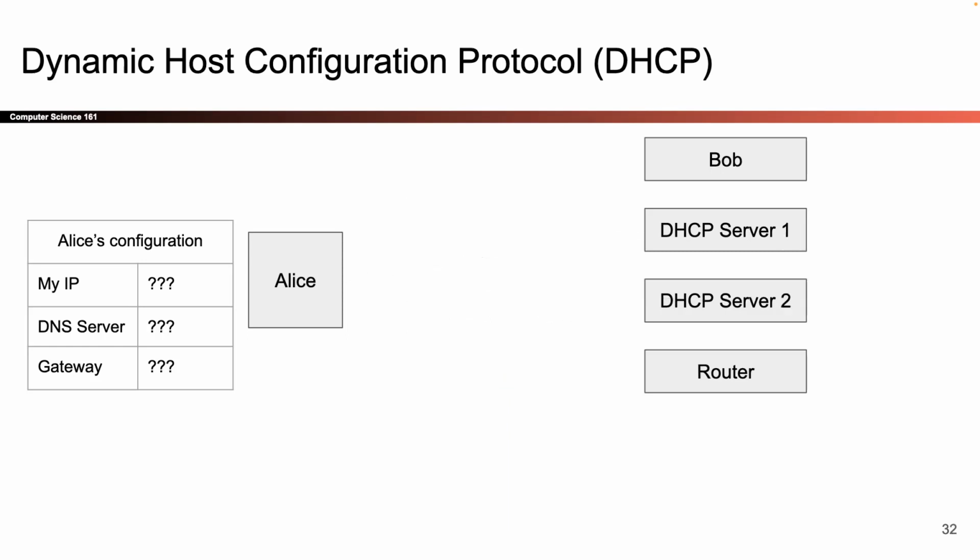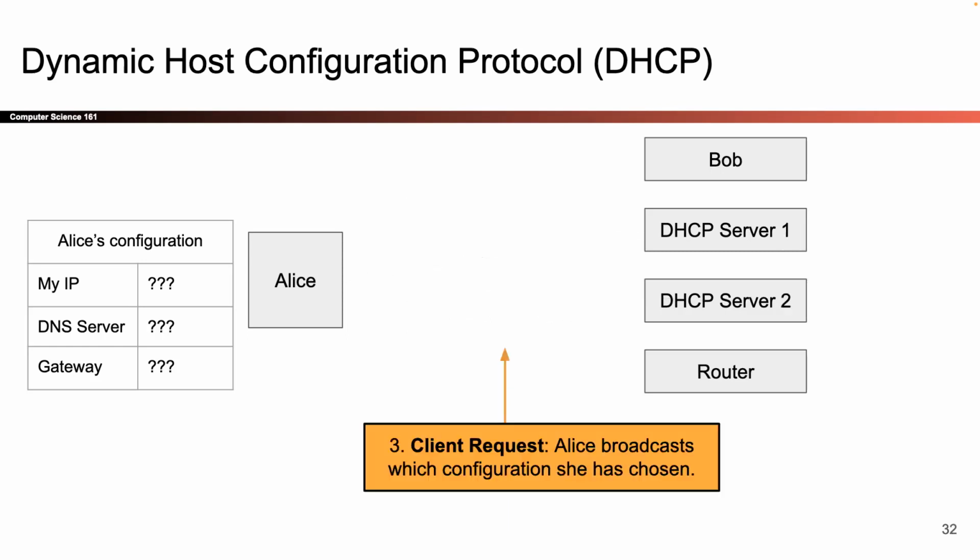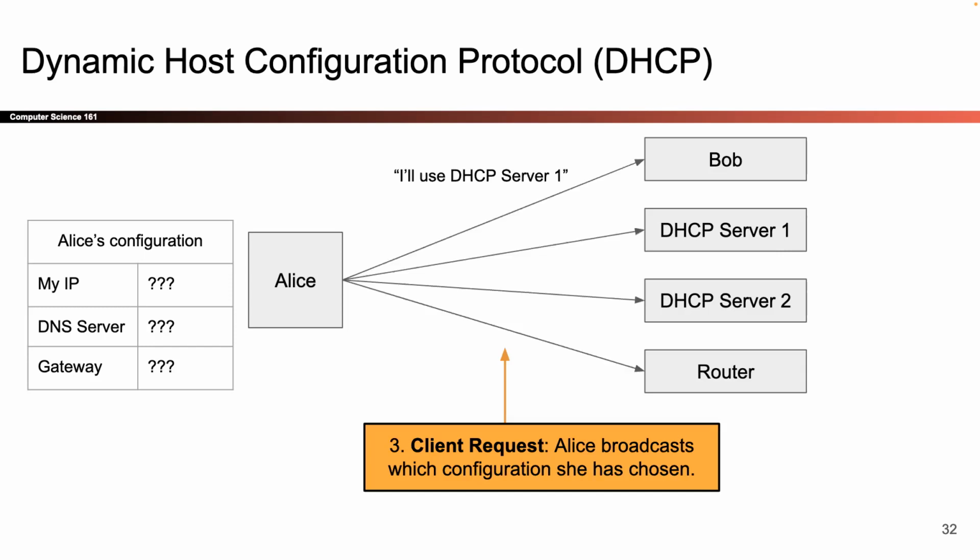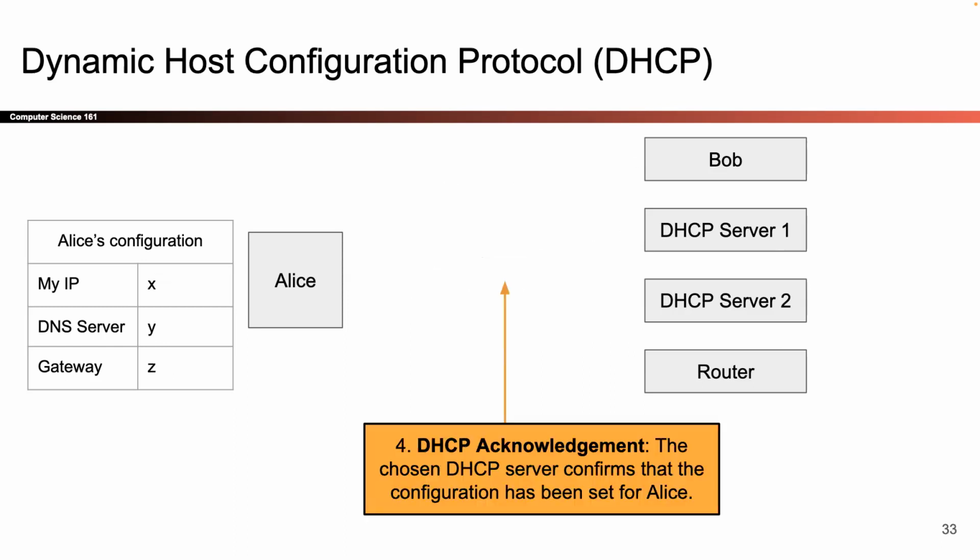She might get multiple offers. She might get one. And either way, when she picks the one that she likes, she's going to broadcast to the world and say, thank you everyone for the offers. I'm going to use the one that DHCP server number 1 sent. Everyone else, thank you for playing, but I don't need those. Okay. Great.